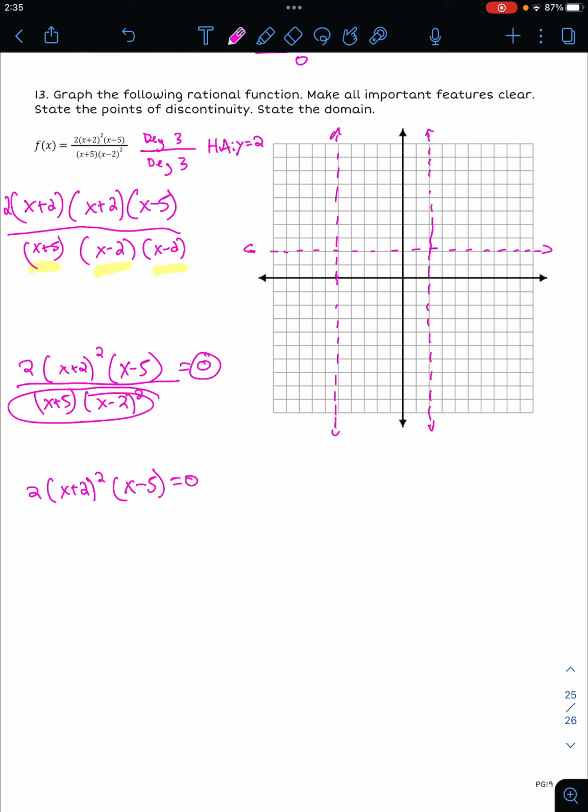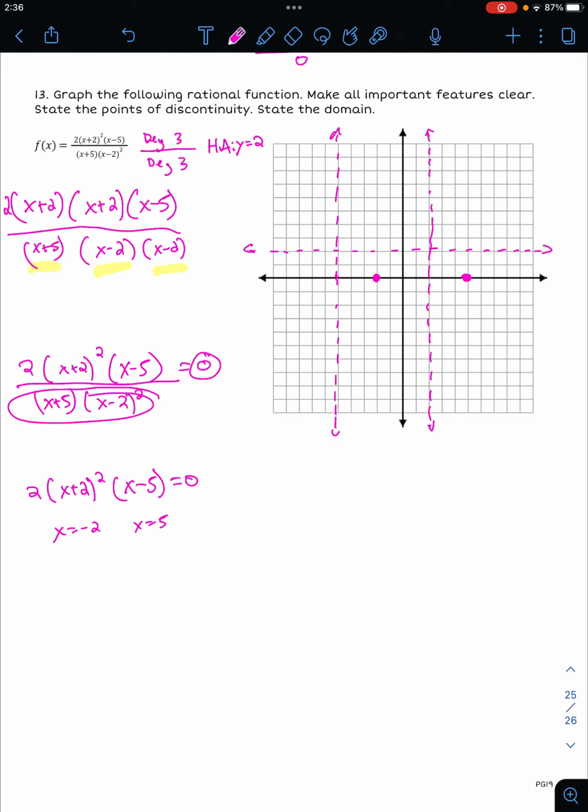And then zero product property will tell me that x equals negative 2 and x equals 5. So those are my x-intercepts. So negative 2, 1, 2, and positive 5, 1, 2, 3, 4, 5. Okay, so that's starting to piece us together, getting some information about our function.